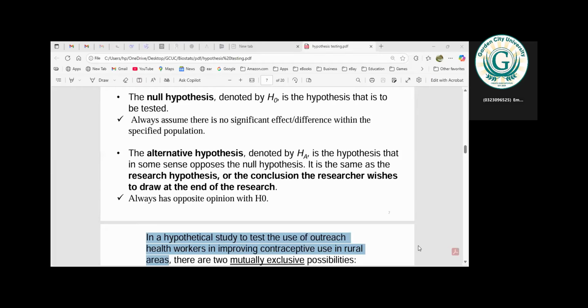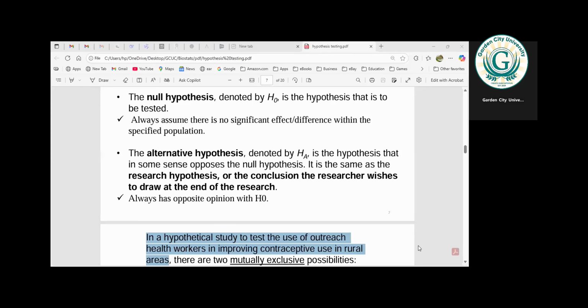With the null hypothesis, I will say that the health workers' outreach has no significant effect on contraceptive use in rural areas. And with the alternative hypothesis, I will say health workers' outreach significantly improved contraceptive use in rural areas. Okay, but the first one, you just used significant, but what does this significant mean? Is it improvement or what? Okay, that's okay. Then let's take the last one. Then we can continue.